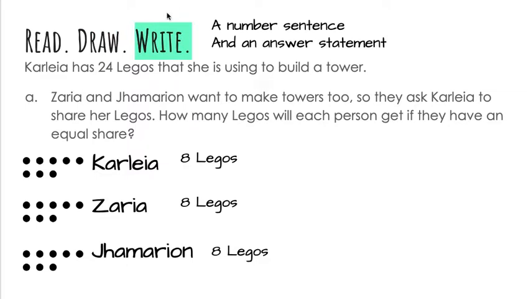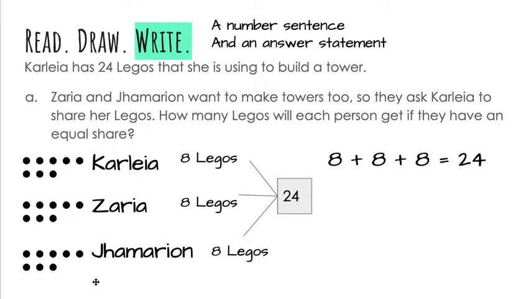Next step is write. So I already read the problem, I drew, and I know that we have 8 Legos for each kid. So now I need to write a number sentence and an answer statement to show my thinking. When I write my number sentence, I know that we started with that whole of 24, and then we broke it up into 8 parts. So I think an addition sentence would be all right for this, but there's other ways to do it too. I just wrote 8 plus 8 plus 8 adds together to make 24, which was our whole.